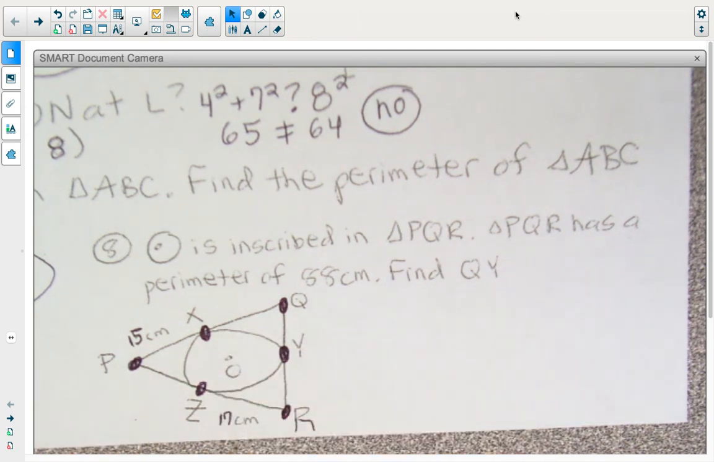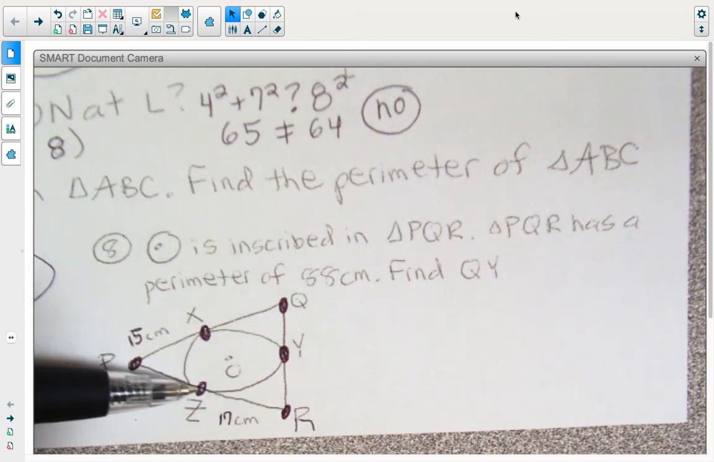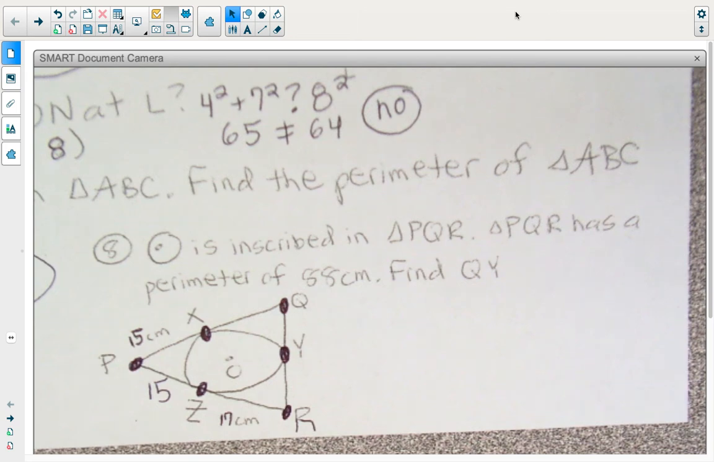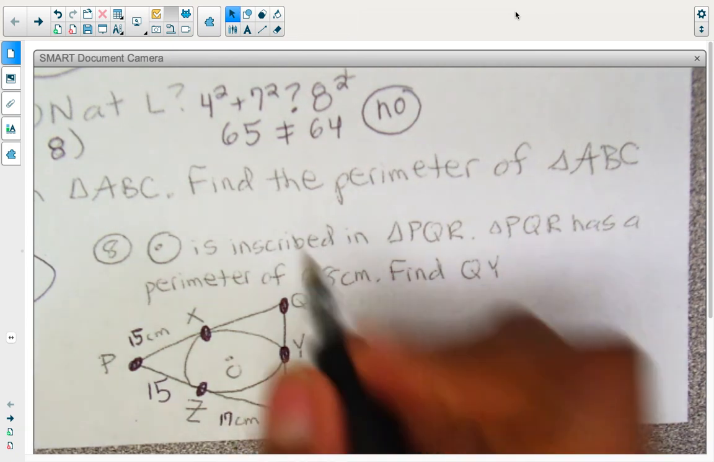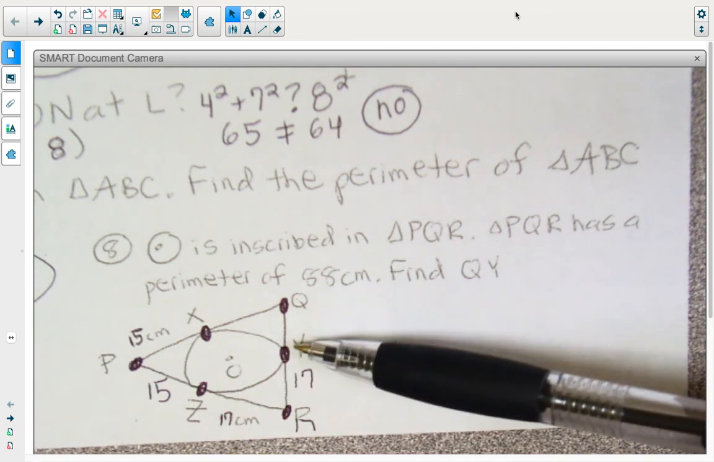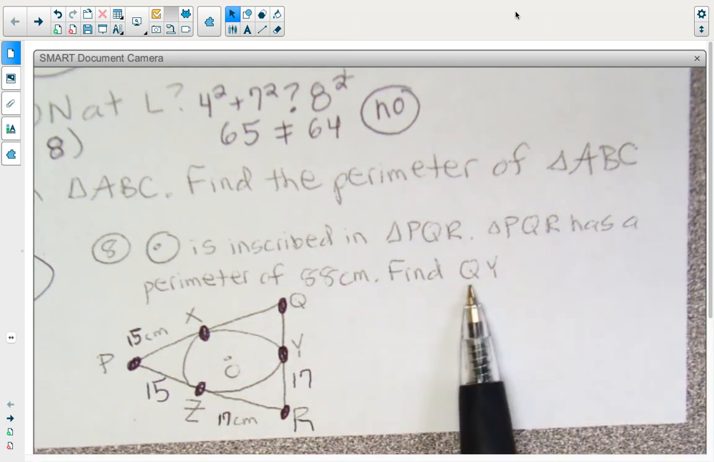So we're going to make our way around and label what we know. I'm going to start with P. PX is 15. So PZ must also be 15 because they're two line segments from an outside point, so they are congruent. Let's do it again. I got point R outside the circle. RZ is 17, so RY must also be 17. I do not know enough information about QY and QX, and I'm actually trying to find QY.